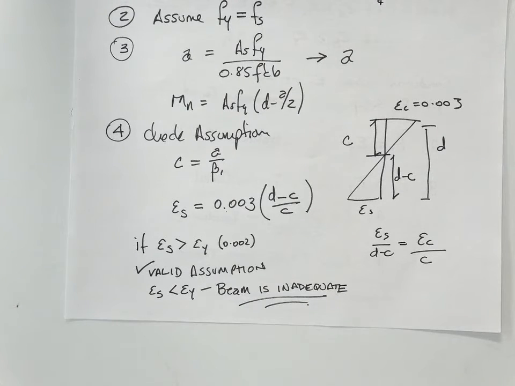If the strain in the steel is less than the yield strain, that means the steel didn't yield at failure. And what kind of failure is that?